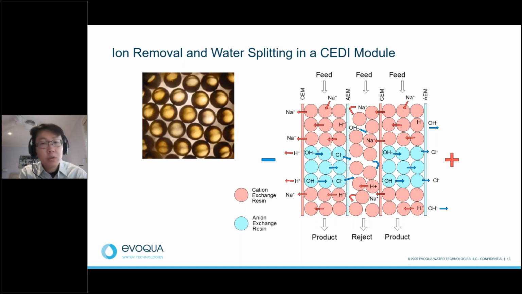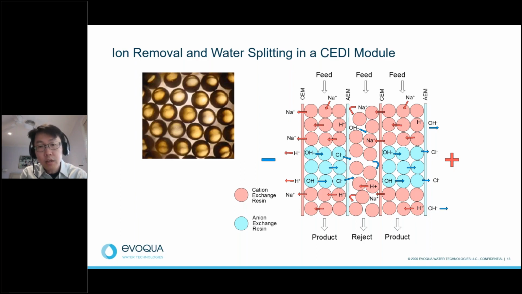This picture illustrates a 3-cell CDI module. As the water flows from top down, the cation moves towards the cathode, and the anion moves towards the anode. The membranes serve as a barrier such that all of the ions, that is the sodium and the chloride, will be trapped in the reject stream. At the same time, as the water is flowing down the module, there is also a water splitting process.